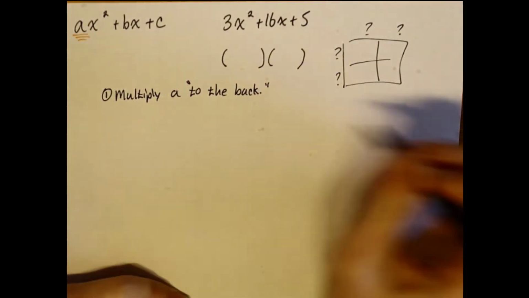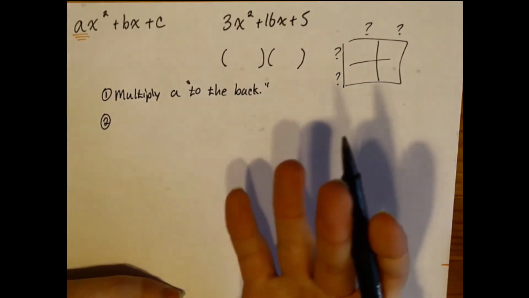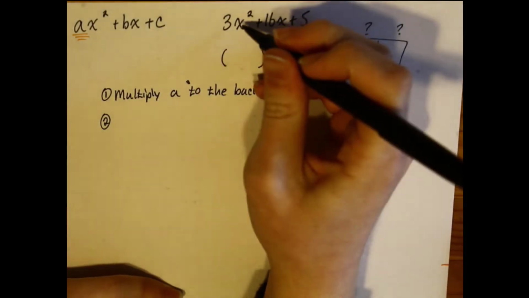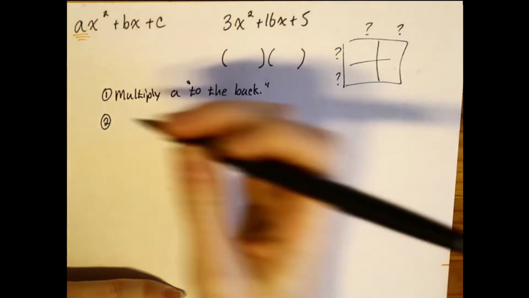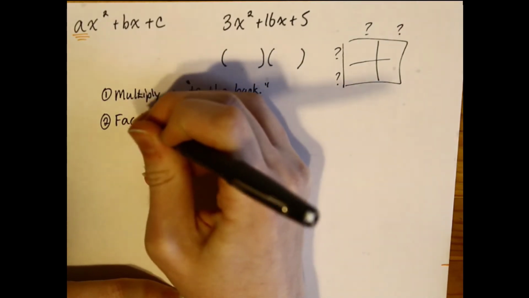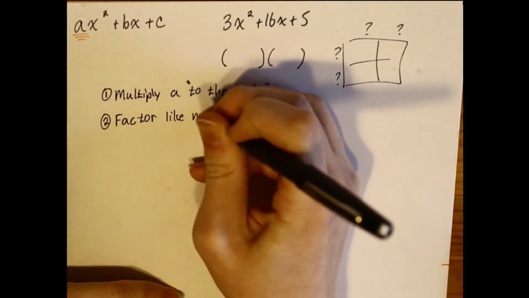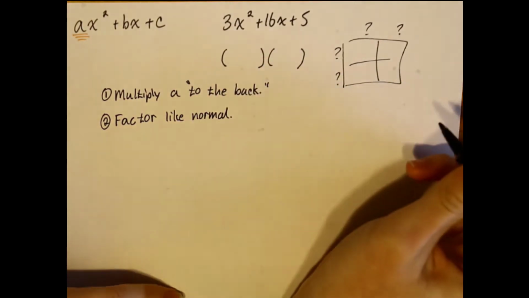All right, then after that, step 2, we're going to have a quadratic that looks like last section. So it's just going to be x squared plus something plus something. So we just factor it like normal. We factor it like we did in section 9.3. So factor like normal. Okay, there's our step 2.